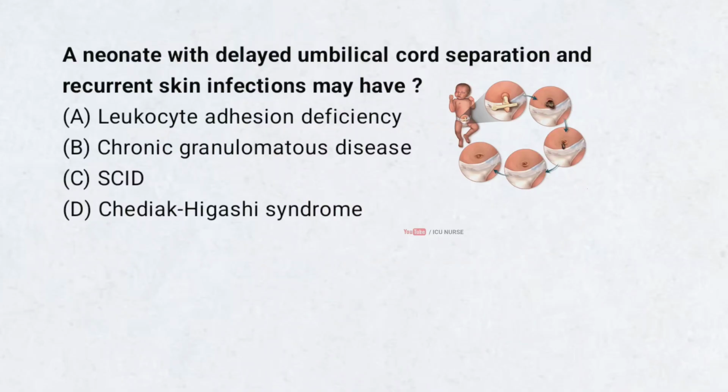A neonate with delayed umbilical cord separation and recurrent skin infections may have A. Leukocyte adhesion deficiency, B. Chronic granulomatous disease, C. SCID, D. Chediak-Higashi syndrome. Correct answer A. Leukocyte adhesion deficiency.